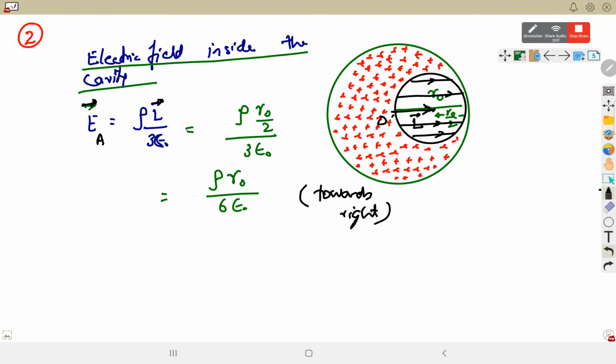जब हम इसके अंदर point A पे निकाला था, then we use that formula rho into R, rho into L by 3 epsilon naught. Second case is we have to calculate the electric field at point B. B is at the surface of this solid sphere.